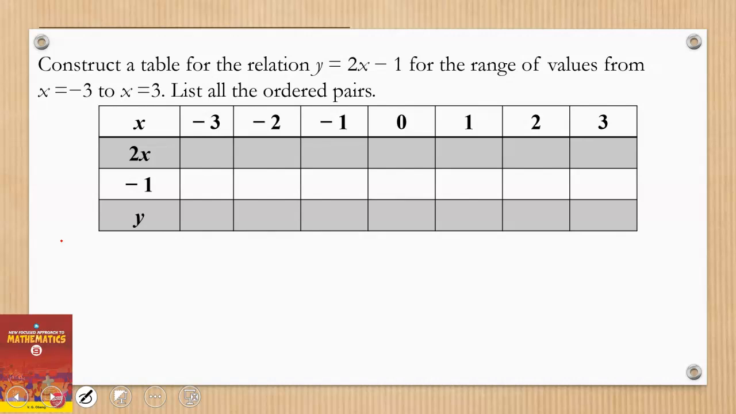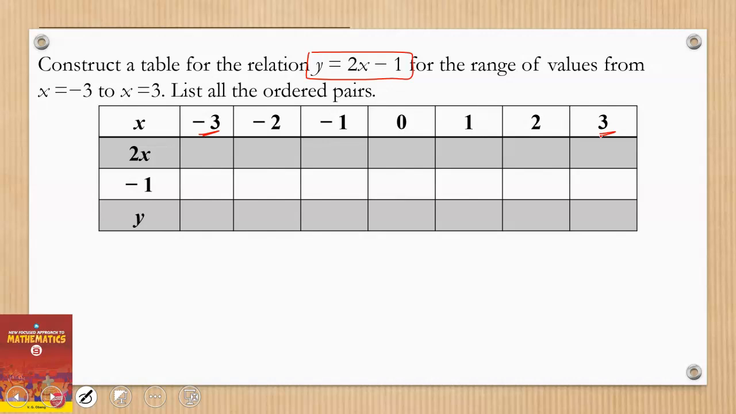Here we have a question that says construct a table for the relation y equals 2x minus 1 for the range of values from x being negative 3 to x being positive 3. We have to list all the ordered pairs as well. Then again, we also draw the graph. So this is our target, okay? But the x values have been given to us starting from negative 3 to positive 3. Then we want to find the corresponding y values.